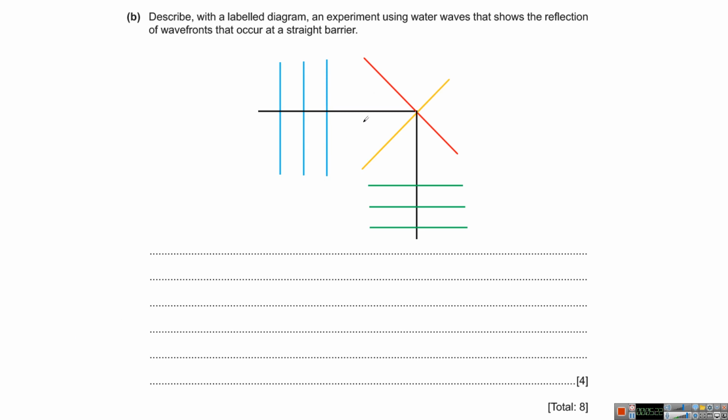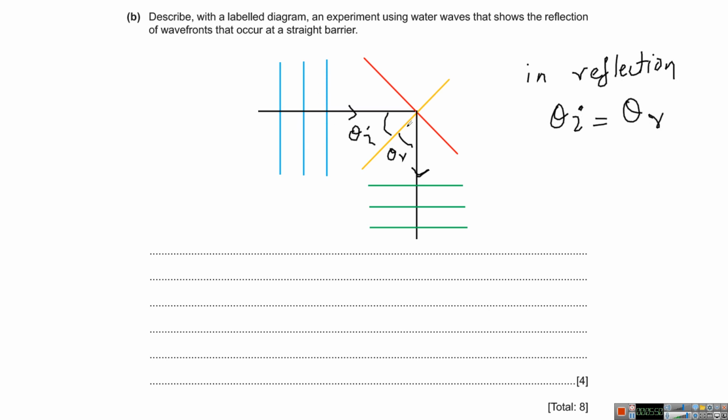Okay, now over here, this is where the wave is going to be, right? And you're going to note this as theta I, which is the incident angle, and this as theta R. We do know that in reflection, theta I is equal to theta R. That means the angle at which these wavefronts are incident should be equal to the angle at which they are reflected. Now this can be drawn at several angles for this barrier, right?